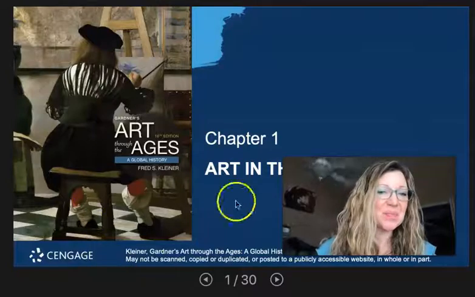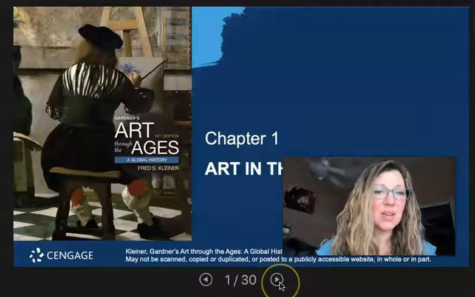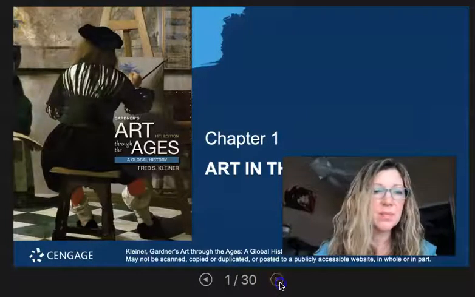Okay, so this is the cover of our book. That's a Vermeer of the famous girl with pearl earring.